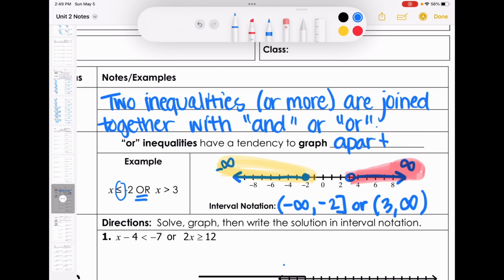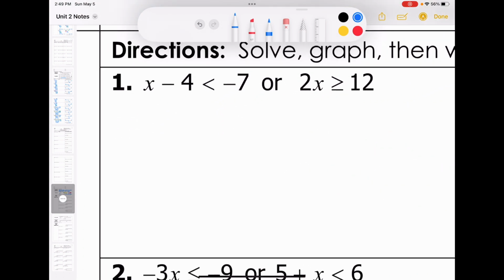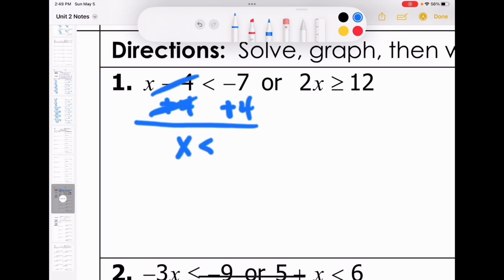All right, so let's look at some more examples. All right, so first we're going to have to solve the inequalities, which we've been doing this whole unit where we're talking about inequalities. So to solve for x in this first one right here, I need to get x by itself. So to do that, I have to move that negative 4 to the other side. So I'm going to do the opposite, and I'm going to add 4 to both sides. So those cancel, so I'm left with x is less than negative 7 plus 4, which is negative 3. So that's the first one. I'm going to bring down or.